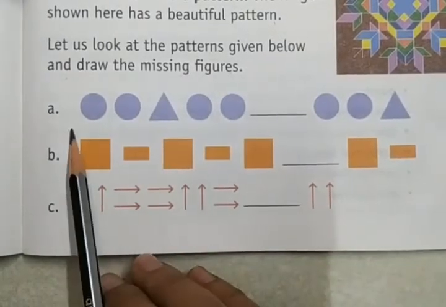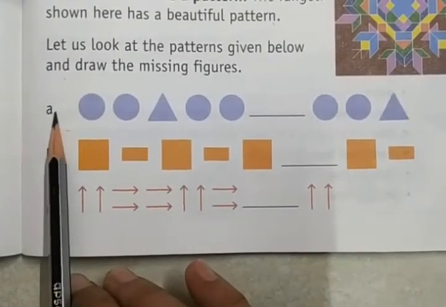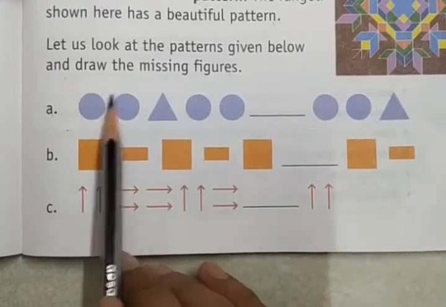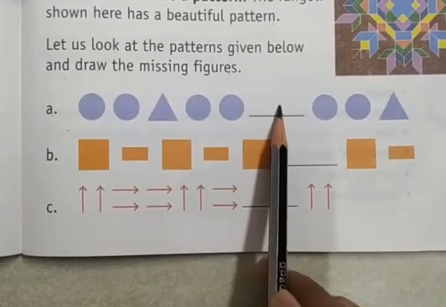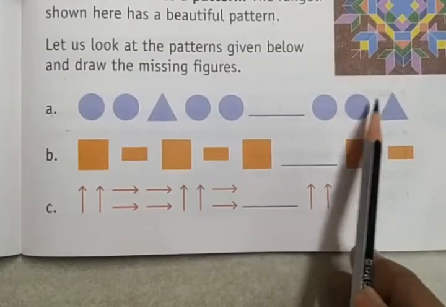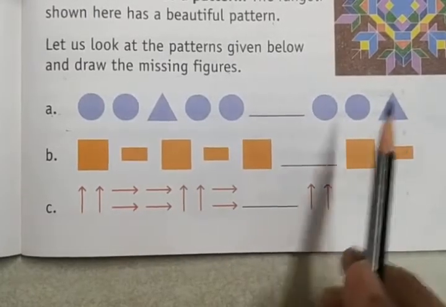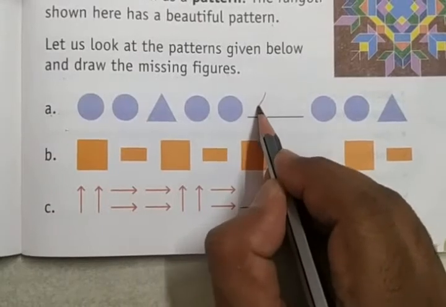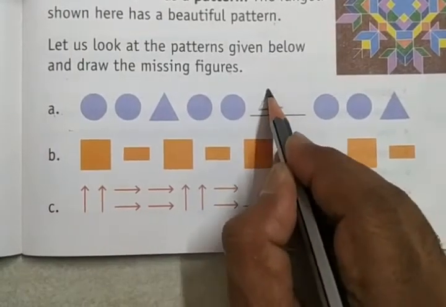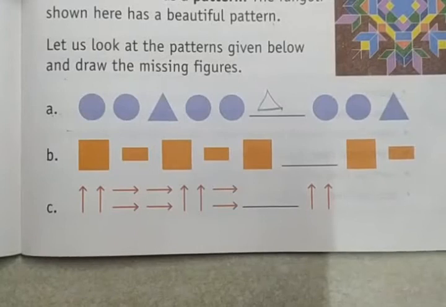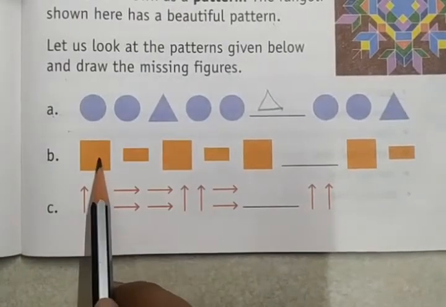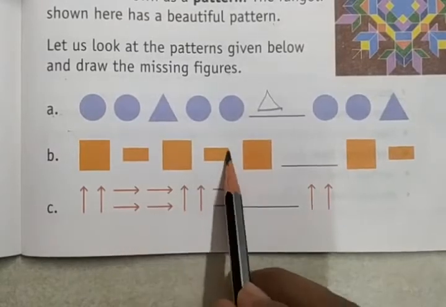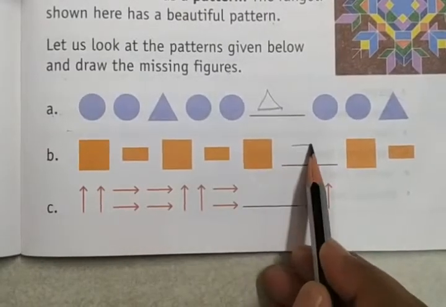In this one, in A, these are the objects given: 2 circles, 1 triangle, 2 circles, here 1 triangle should come, then the 2 circles, then the square, triangle. So here we are missing 1 triangle. Okay, 1 triangle. And here in this, the square, rectangle, square, small rectangle, square, small rectangle. Then the square.